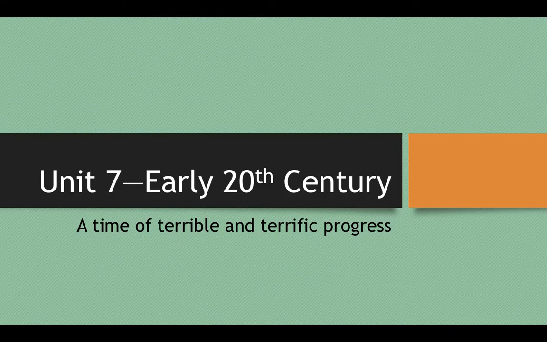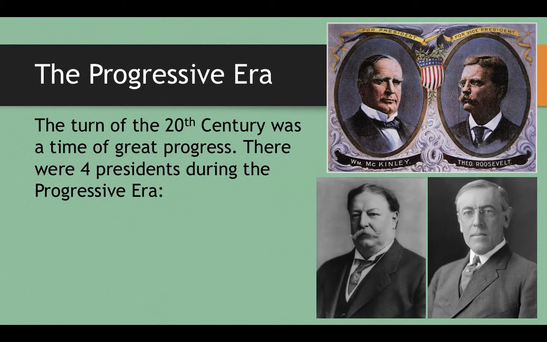And the first thing we're going to talk about is the Progressive Era. The Progressive Era is basically the first decade and a half of the 20th century, what we call the Progressive Era, that's around 1900 to 1914. So the turn of the 20th century here, the turn of the 1900s, this was a time of a lot of progress, a lot of change in the United States and throughout a lot of the world as well.